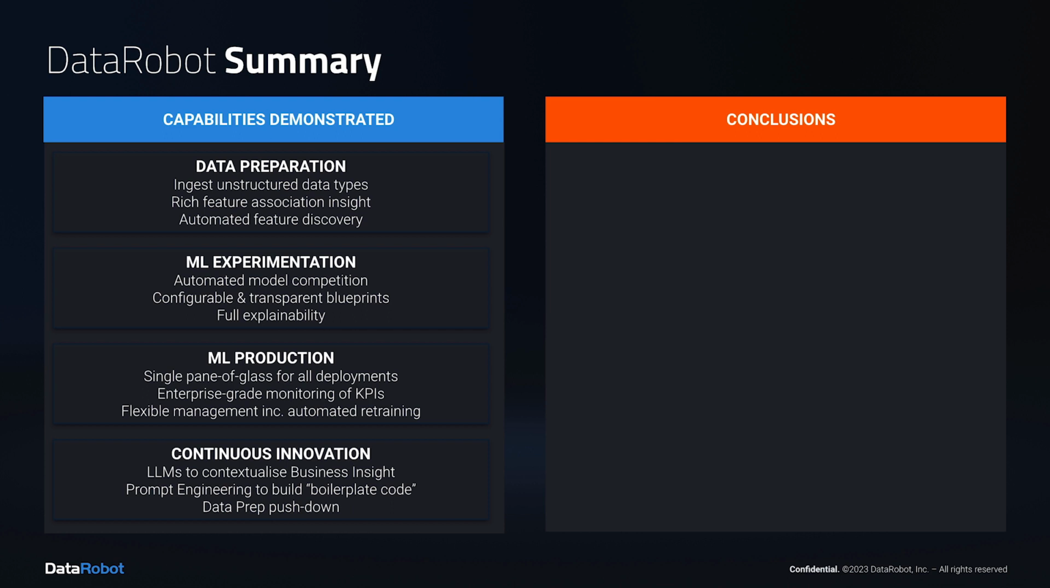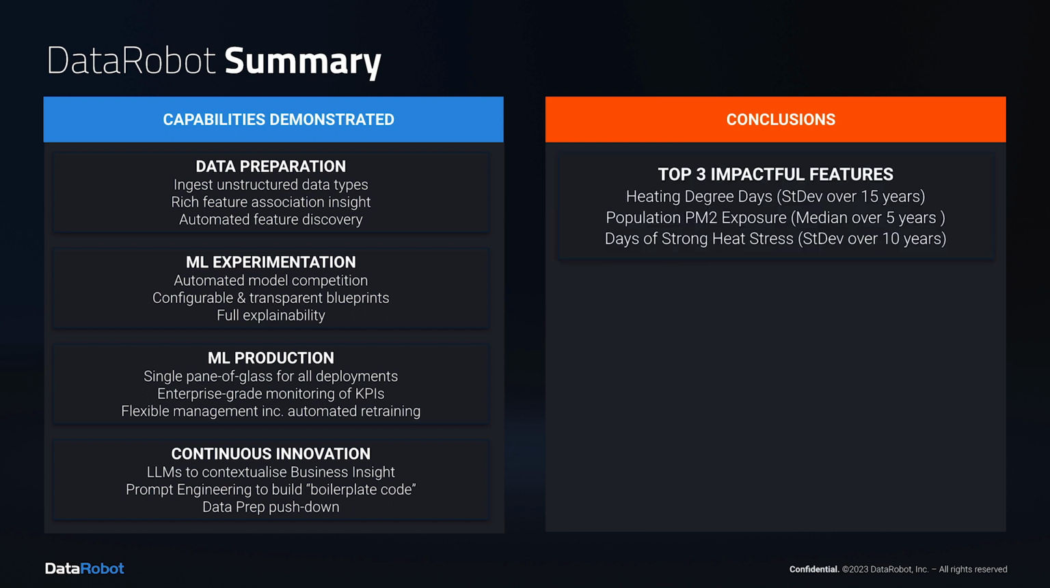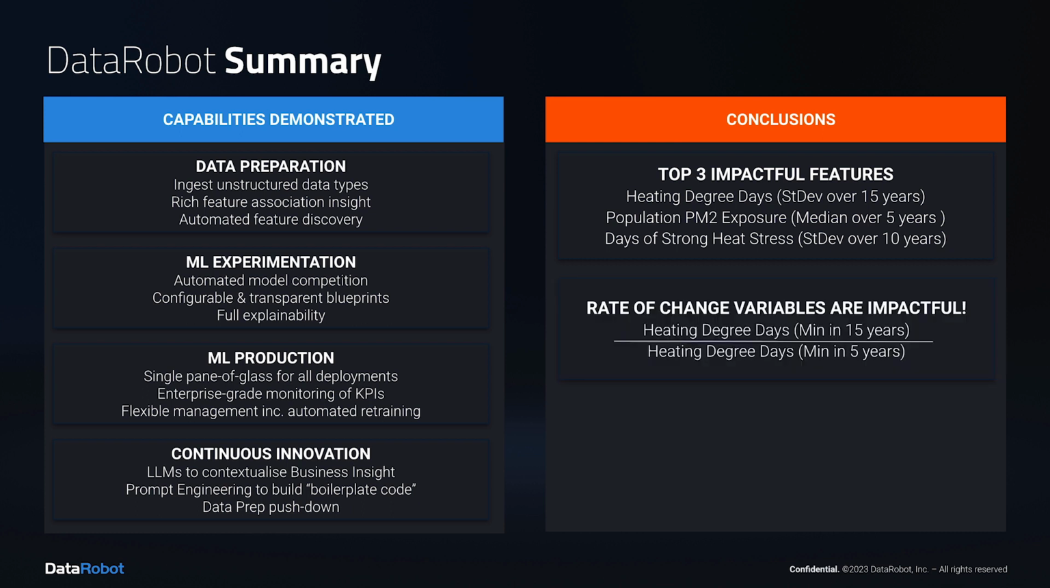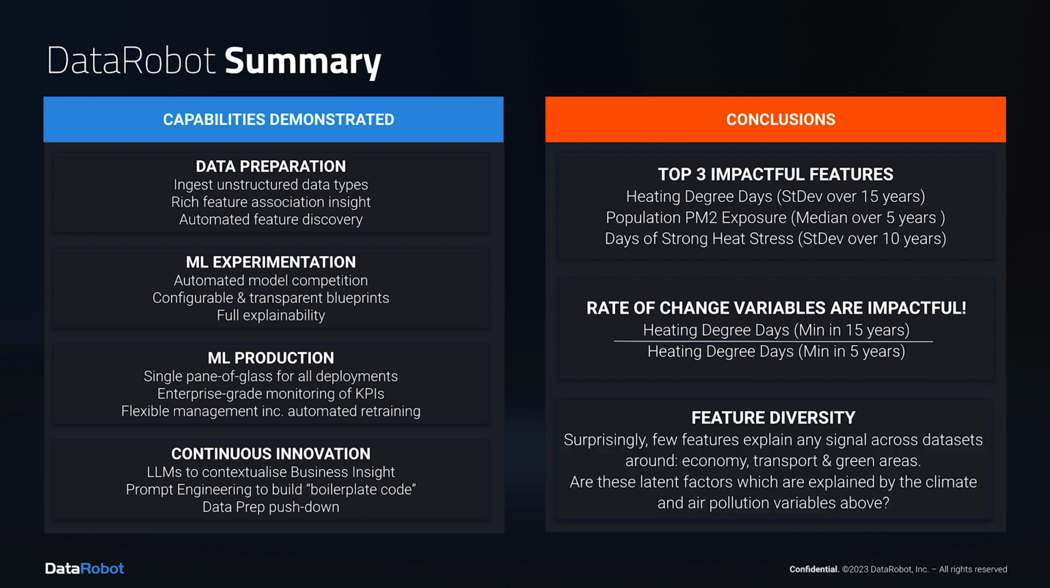Through this research, we have found a number of interesting insights about what drives river flooding, including heating degree days, PM2 exposure, and strong heat stress days. Furthermore, through feature discovery, we were able to build some rate of change variables, which also proved very predictive. Finally, surprising to us, but very few features across the economy and transportation categories, for example, offered much signal. But we suspect that's probably because they prove redundant when climate and air pollution variables are already included.